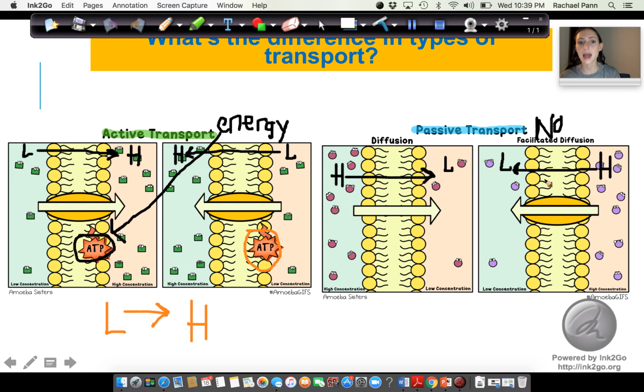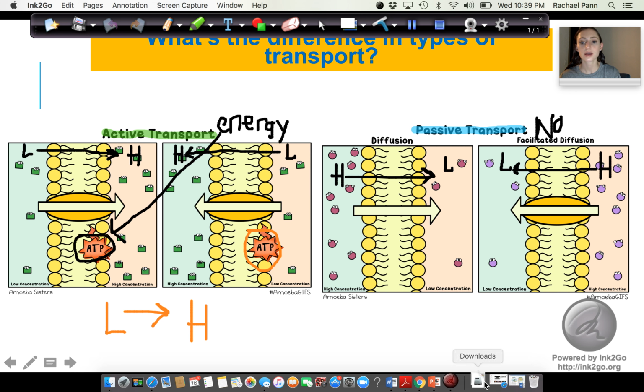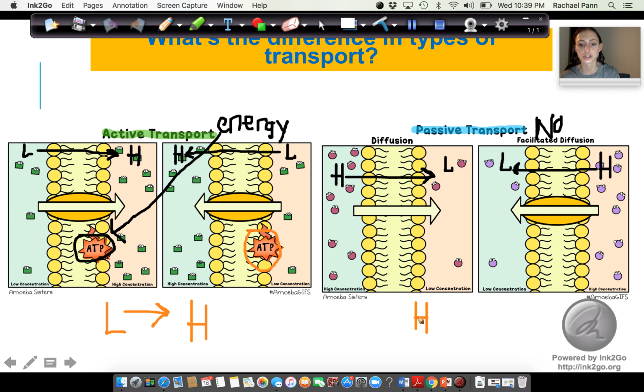We should notice a pattern here for both types of passive transport in both pictures. I am going from high concentration to an area of low concentration. Now on this picture, we don't see any ATP. That's because ATP is energy, and we know for passive transport, we don't have any energy helping us to get across the membrane. Let's talk more about active and passive transport.